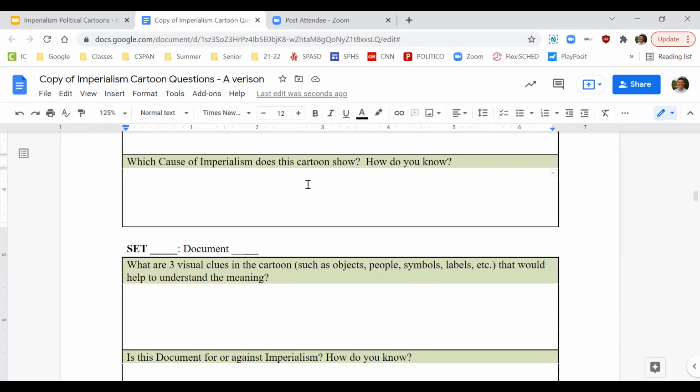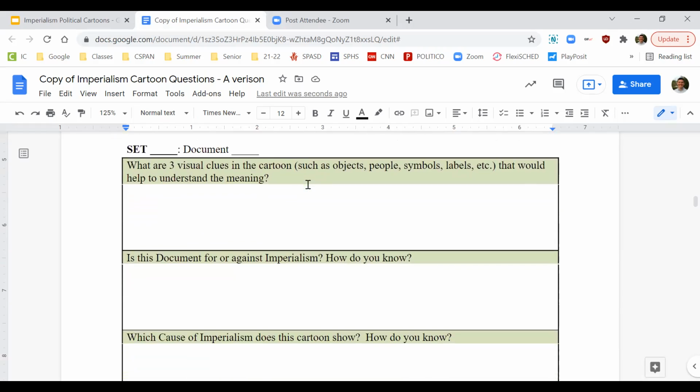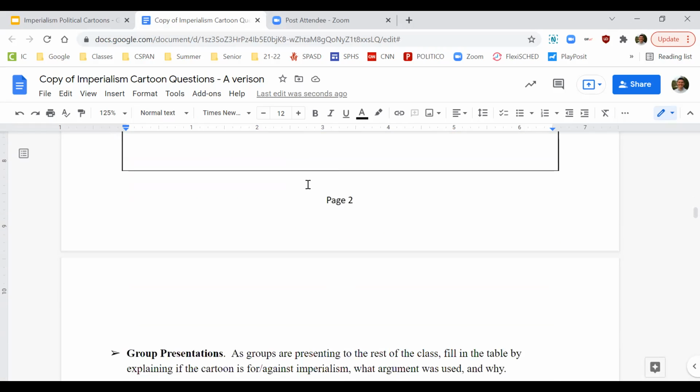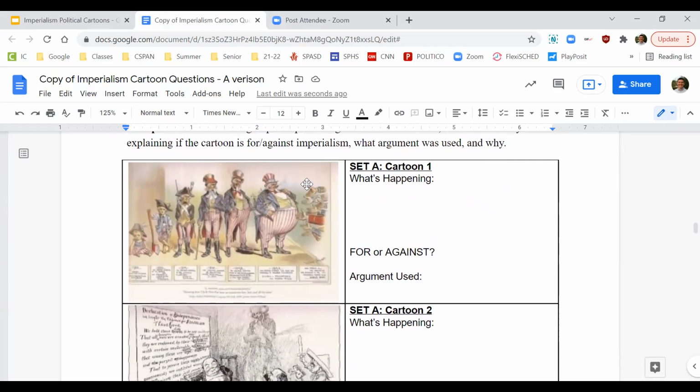After your group has answered these green boxes about your two documents, after all the groups are finished, we're going to go around and members of each group are going to report out to the rest of the class. They're going to tell us what's happening. Is it for or against? And which argument do they use?